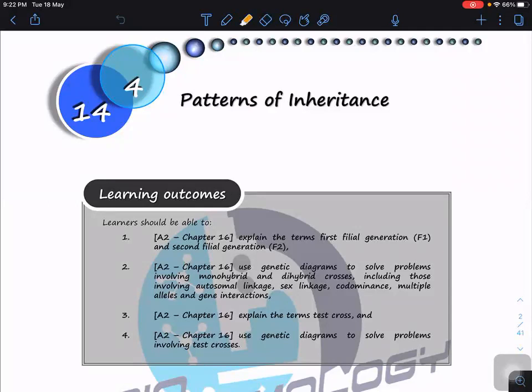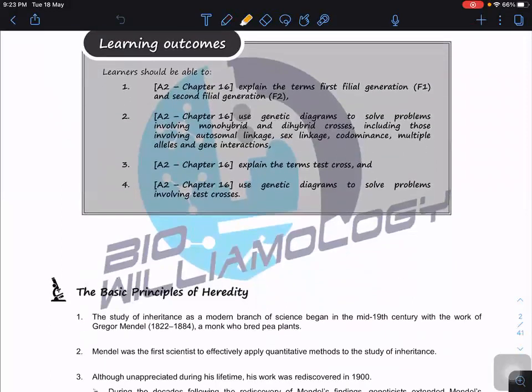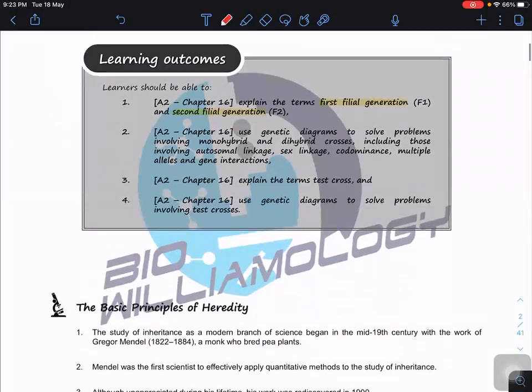Okay, so for pattern inheritance, what we're going to study today is to explain the terms: what is meant by first filial generation, or F1, and what is meant by second filial generation, F2. And we do need to look at another term called the parental generation, or sometimes we call it the P generation, the parents. So F1 and F2.